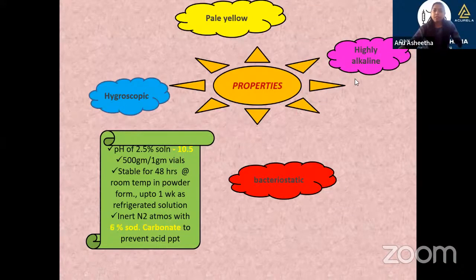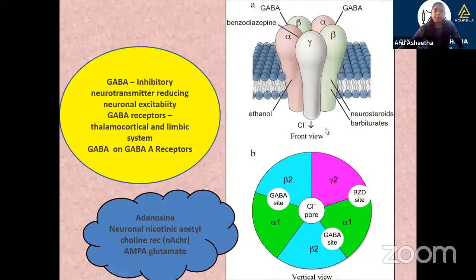So we have to use it intravenously with care. A 2.5% solution should be used. It is bacteriostatic, and it is also stable for 48 hours at room temperature in powder form and up to 1 week as a refrigerated solution.